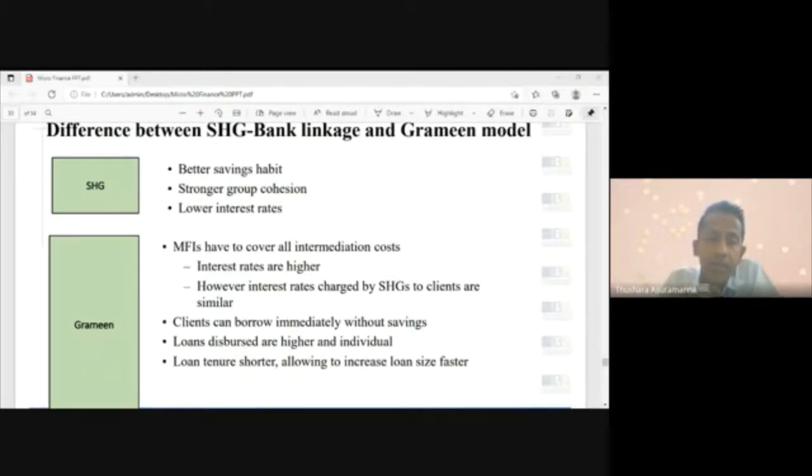Then what happens is you have to cover all intermediation costs. Interest rates are higher. Interest rates charged by self-help groups to clients are similar. As you go up the ladder where microfinancing institutions come in, there may be added cost on that. So how to manage it, they coordinate, and a bit of transaction cost is also involved.